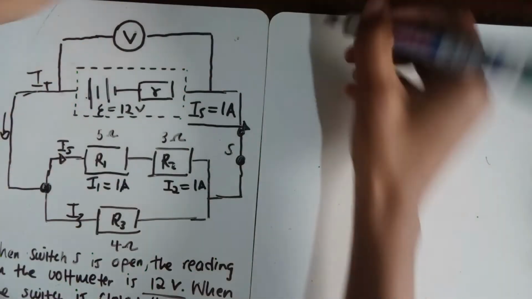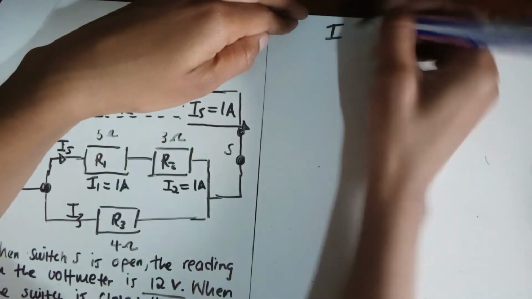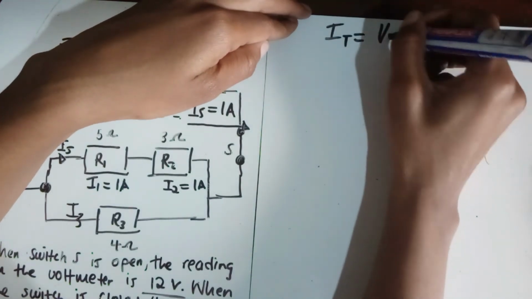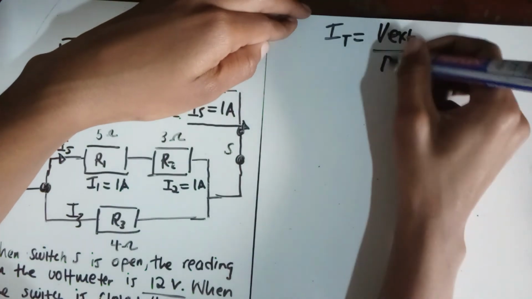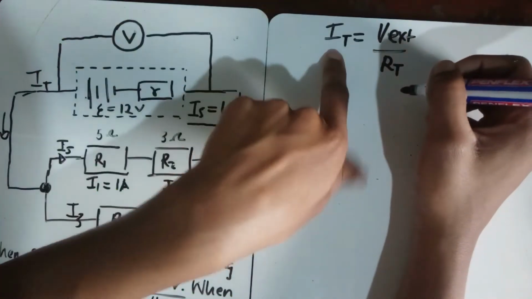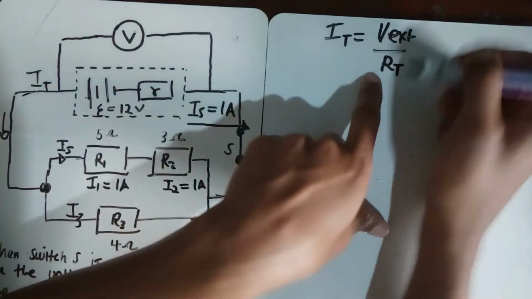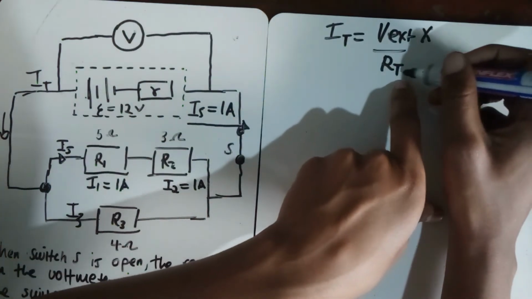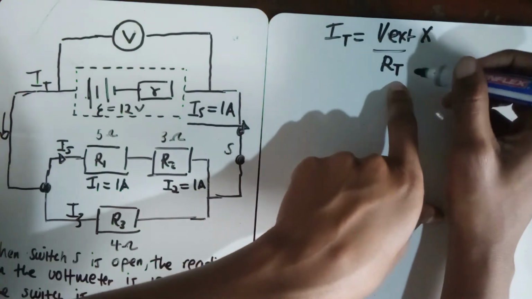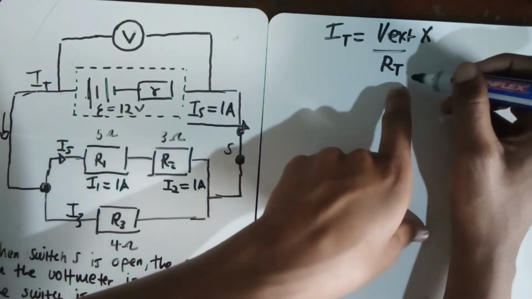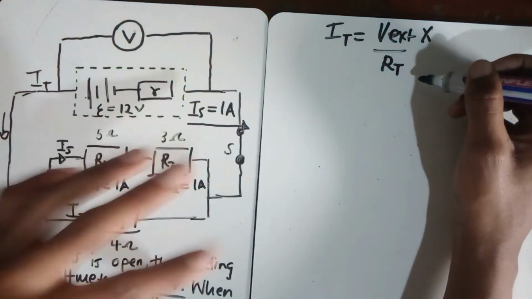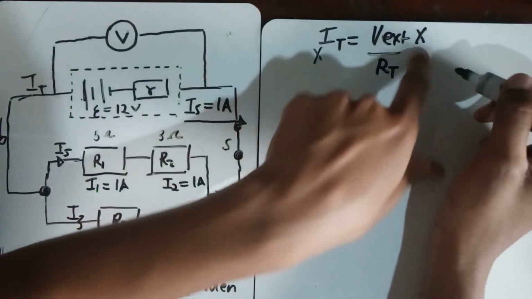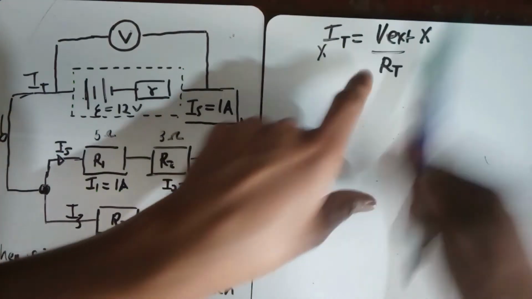Okay, so to find the total current, you might say, okay, I can use Ohm's law, which says V external divided by R total. Do we know what IT is? No, that's what we're looking for. Do we know what V external is? No, we don't have this value. Do we know what RT is? Not really, but we can find it, right? Using those equations of resistance that we're familiar with. But now you realize we don't have enough variables here, so we can't proceed in this way.